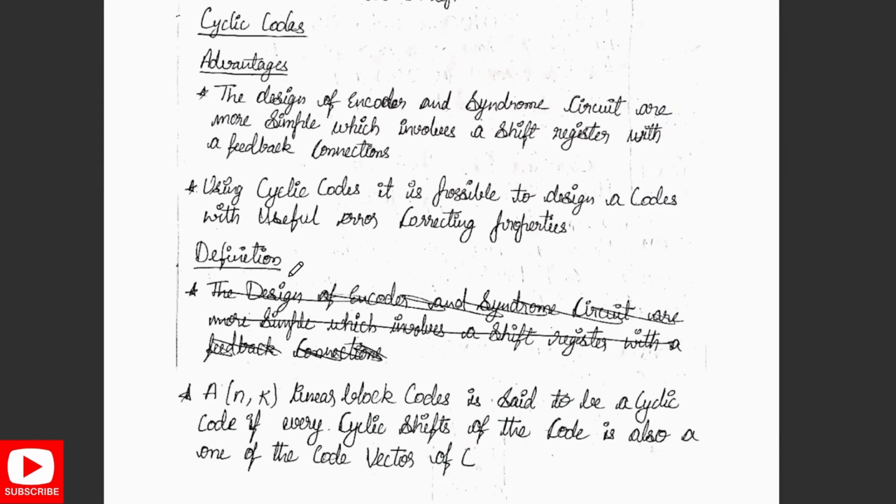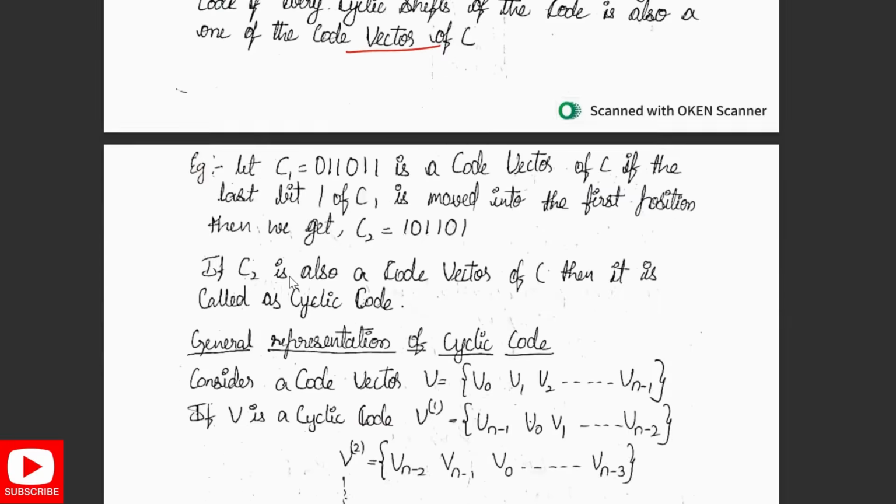Next part is the cyclic code and the major important part. The advantage here is the design of the encoder and the circuit are made more simple, which involves a shift register with a feedback connection. So using this, it is possible to design codes with useful error correcting properties. So next is the definition. An (n, k) linear block code is said to be a cyclic code if every cyclic shift of the code vector is also one of the code vectors. That's it. It's simple.